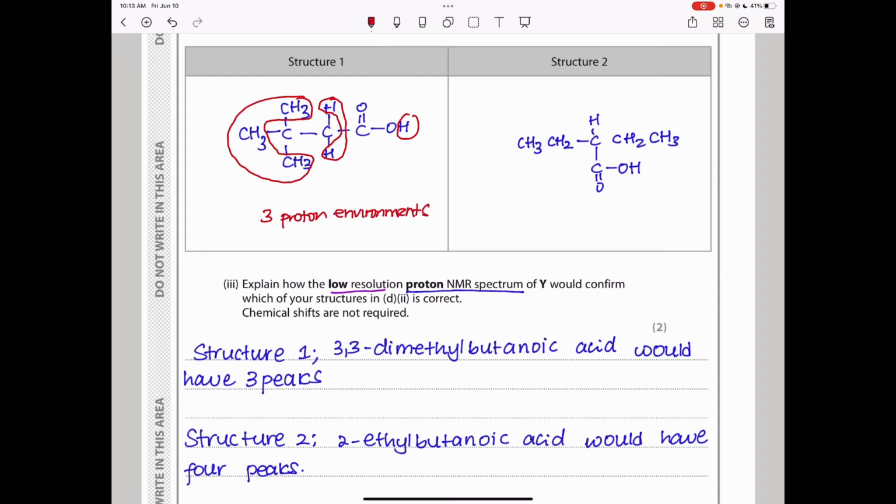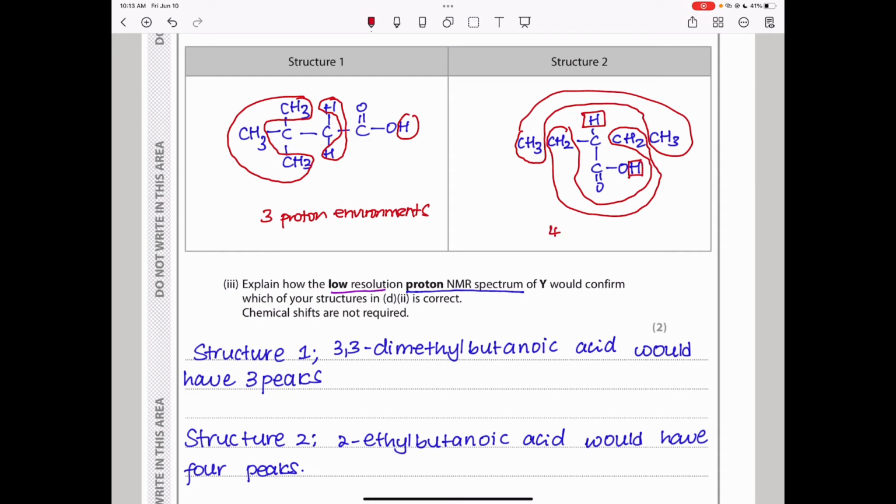Okay, and let's see the other side. The other side again, we have that proton environment is identical to that proton environment, and then this proton environment is identical to that proton environment. Then this proton environment is unique, and that proton environment is unique. So we have four different proton environments here.